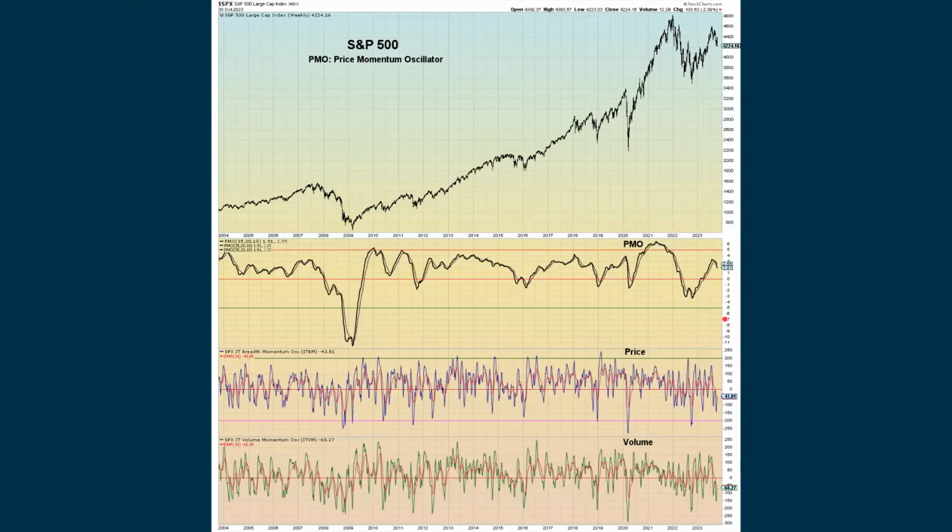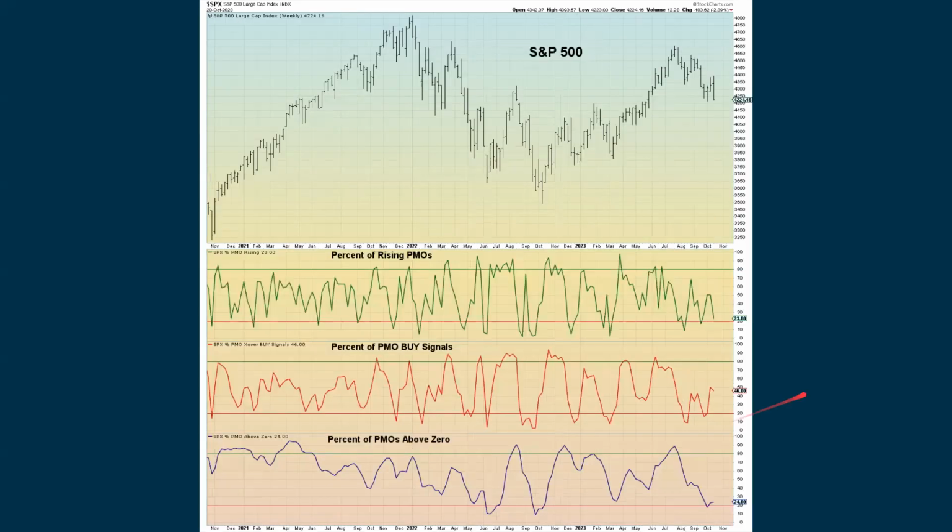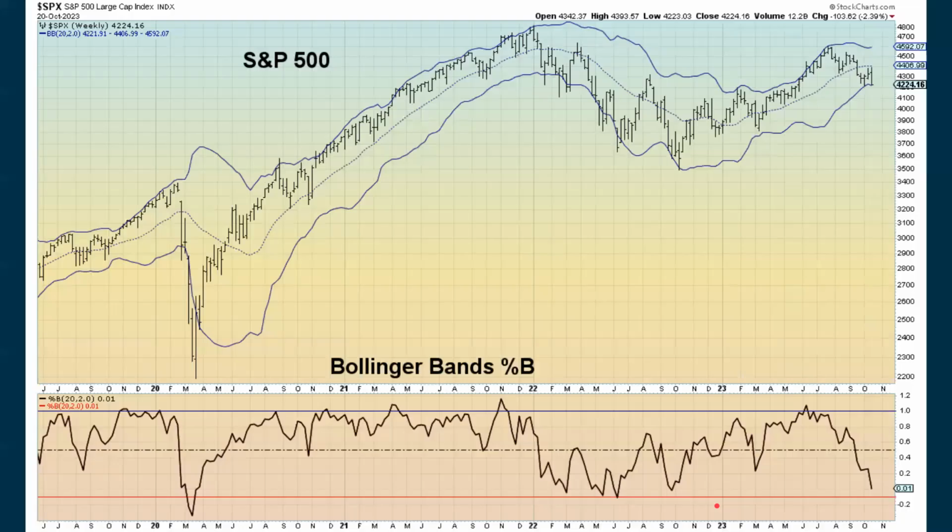Looking at the PMO on a weekly basis, we're negative pretty much across the board. The PMO is going down. We're below zero based on price and volume, even though we saw a little bit of improvement. We're in the process of turning more negative on the daily charts. And then looking at the PMO study, we're declining with the PMOs that are rising, and we're also declining with the buy signals. We actually are bouncing up a little bit with the PMOs that are above zero, but this is flattening out.